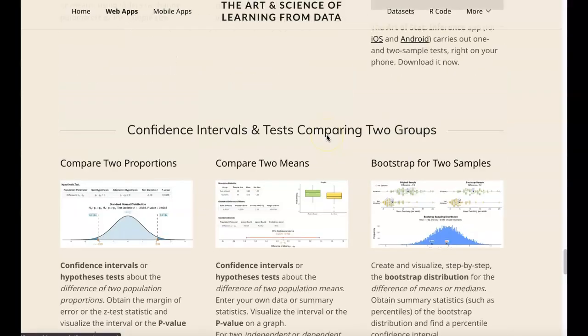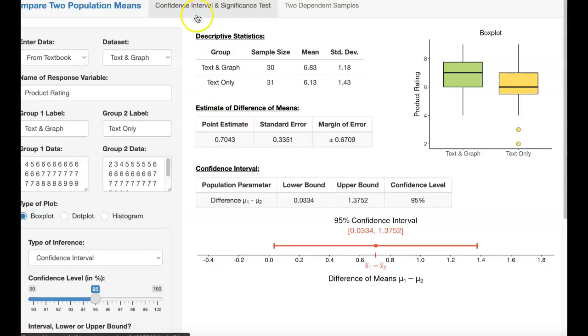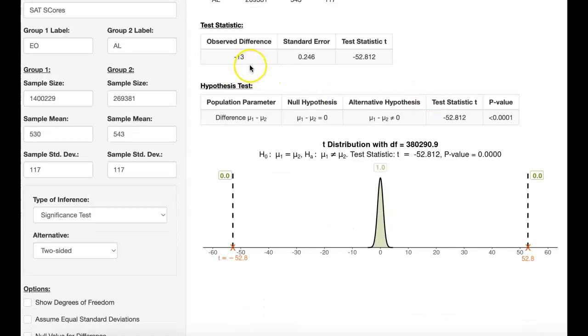So in the Artostat, we'll compare two groups, compare two means. I'll enter in the data. We have the summary statistics. After all the data is entered in, SAT scores, English only, another language, you have all the data. We're doing a significance test, two-sided, right, versus less than or greater than. That's our two-tailed. Get the data, and we're looking to see, is there a difference, right?